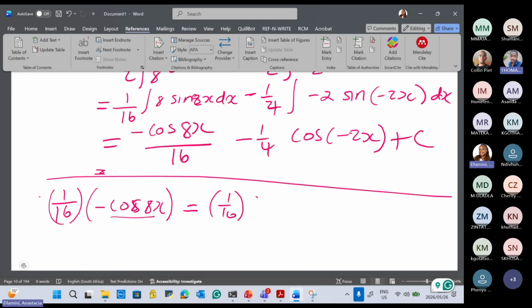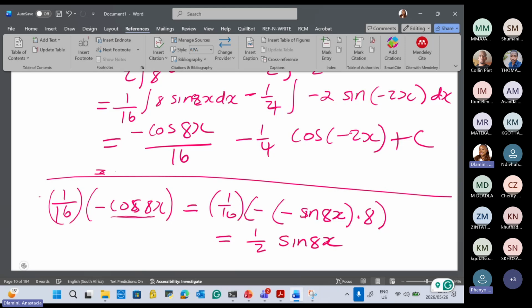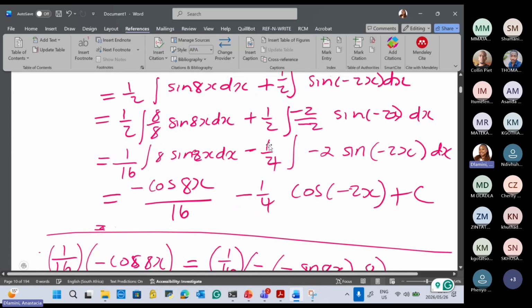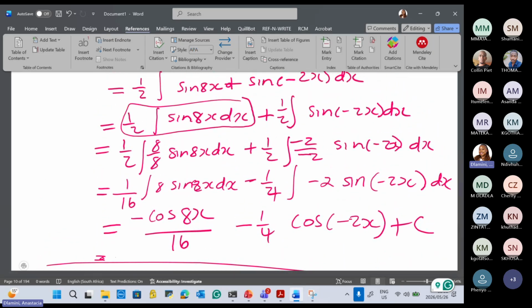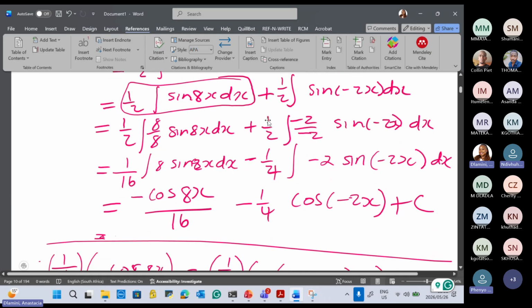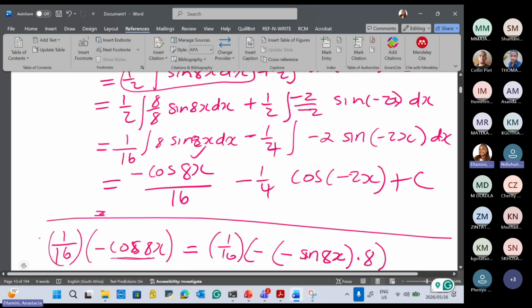Look at this. The derivative of cos theta is negative sine, so negative sine of 8x times 8. So this becomes 1 over 2 sine of 8x, which is this one over here. Do you see that? It means the first one is correct. Let's go and check this one.